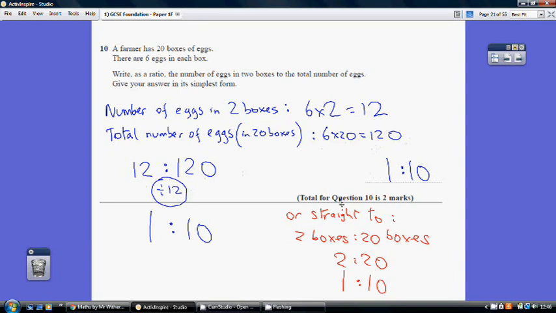Probably even easier is just to focus on the boxes to start with. So we've got 2 boxes to 20 boxes, and then we just divide both of these by 2, giving us 1 to 10.